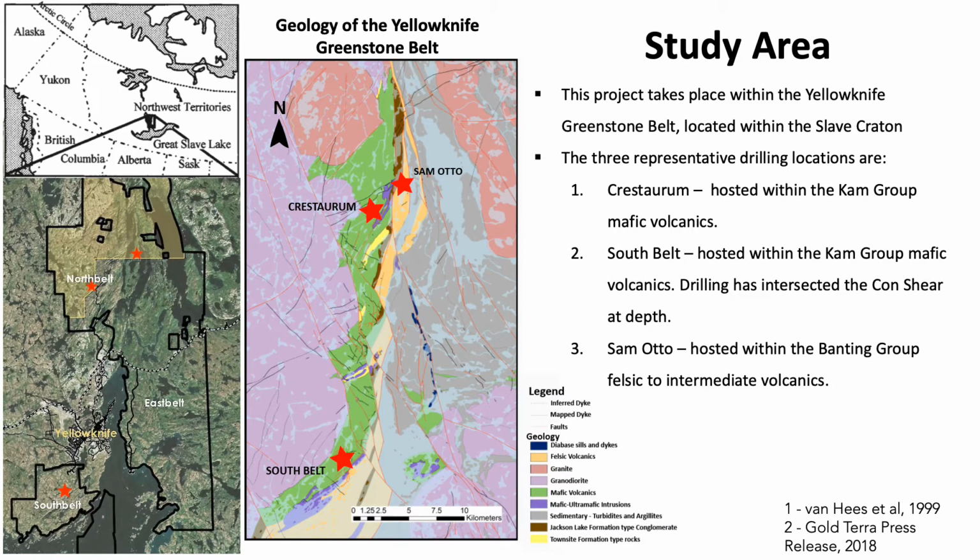The first is the Crestaurum area, which is hosted within the Cam-Mafic volcanics. The second is the South Belt area, which is also hosted within the Cam-Mafic volcanics, and historical drilling in the area has also intersected the Con Shear at depth, which was an important mineralizing structure for the Con mine site. And finally, the Sam Otto area, which is representative of gold mineralization within the felsic to intermediate volcanics of the Banting group.